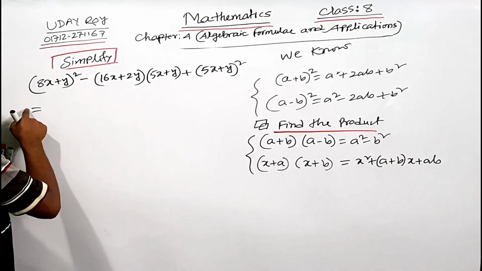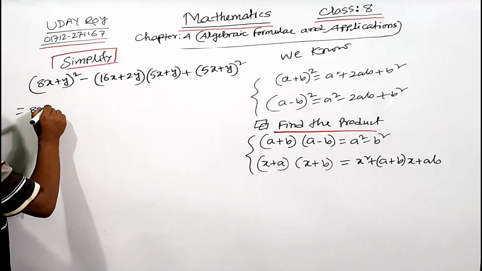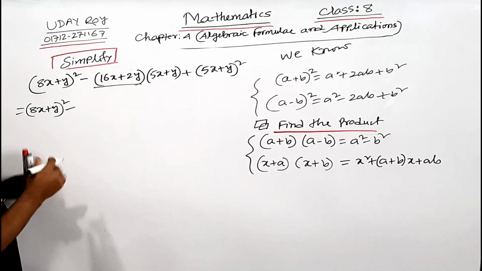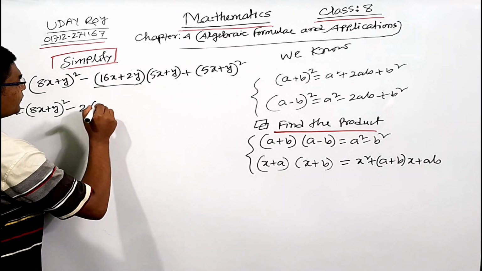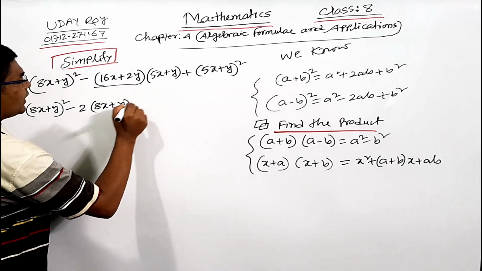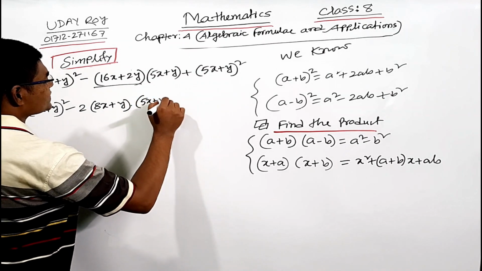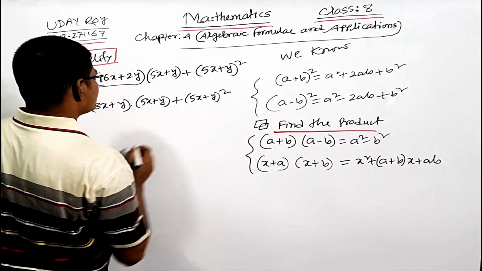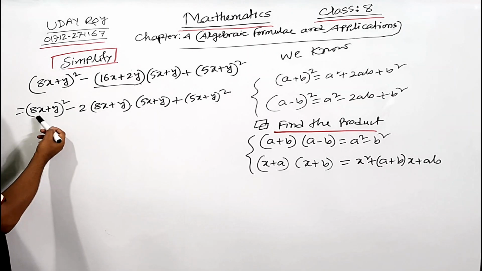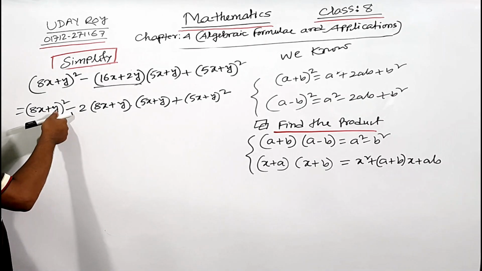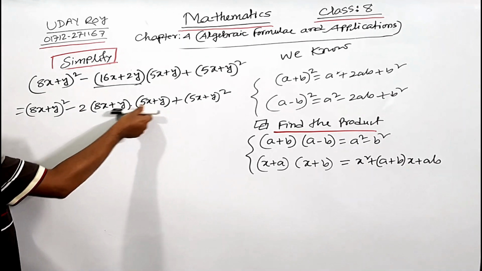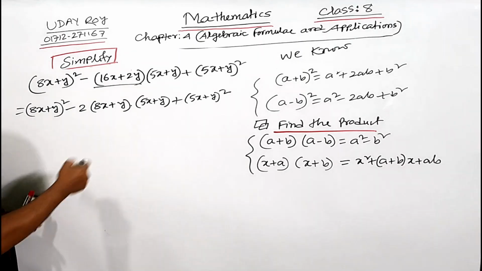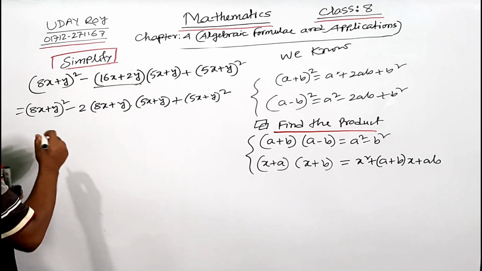At first you have to write (8x plus y) whole square. You can see here is 2 and here is 16, so we can easily take 2 common. So we have (8x plus y) whole square minus 2 into (8x plus y) into (5x plus y) plus (5x plus y) whole square. Already we have a square position, minus 2ab position, plus b square. This math is described by x and y, so for this we have to take a and b.